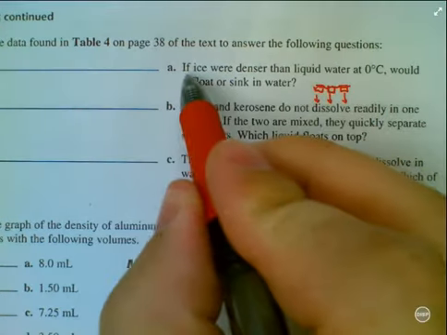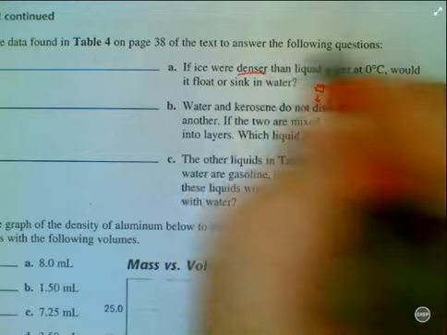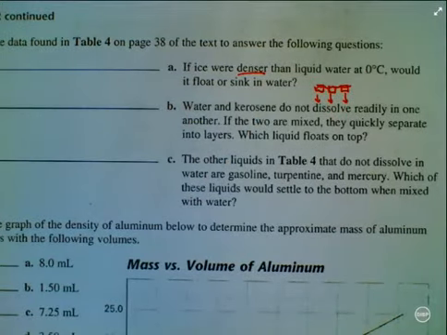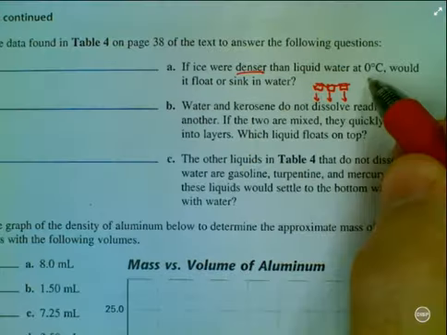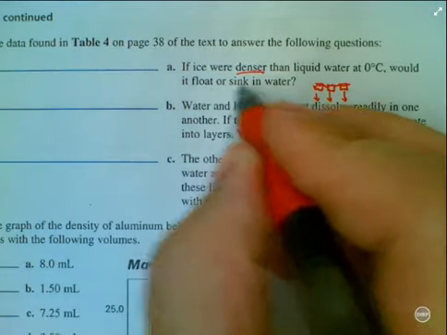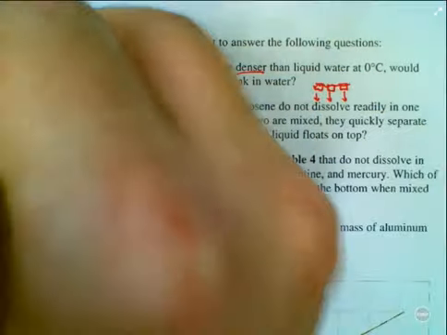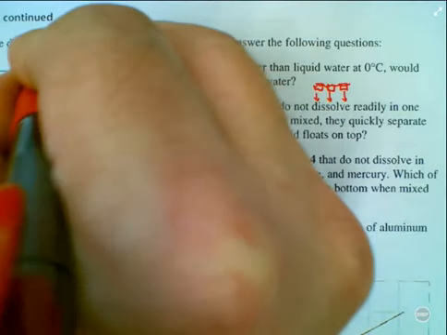But that's not what the question is. If ice were denser than liquid, which is not, we just showed looking at the table that it's not, but if it were denser than liquid, would it float or sink? From that, we should conclude that it would sink.